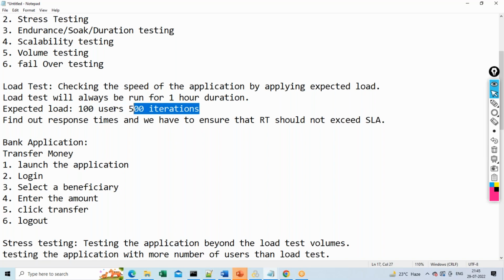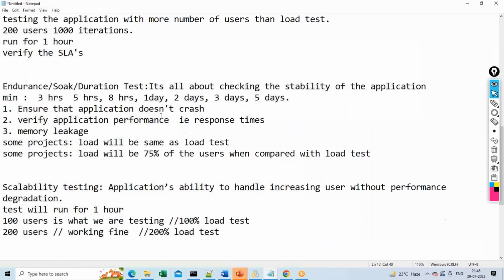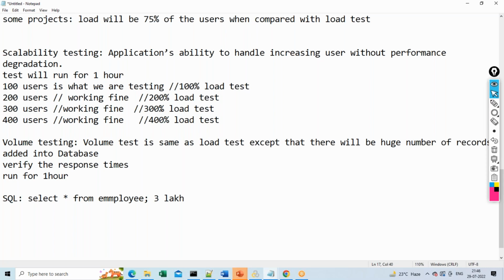Will the client give only this requirement? Client will give so many requirements, but we have to understand what the client wants and what we need to test. Any questions for today? Did everyone understand these types of tests at least? What is a load test?